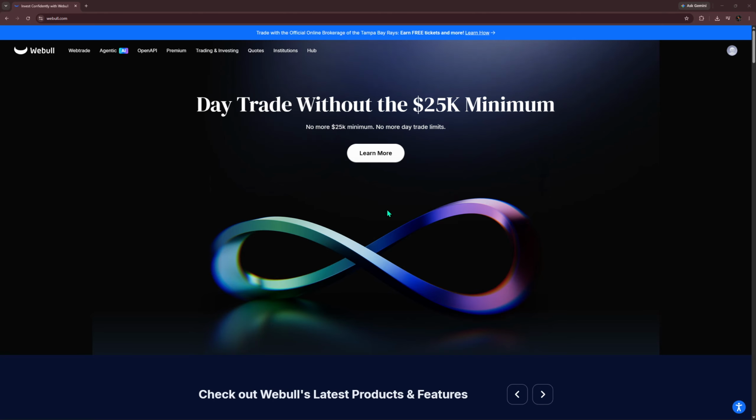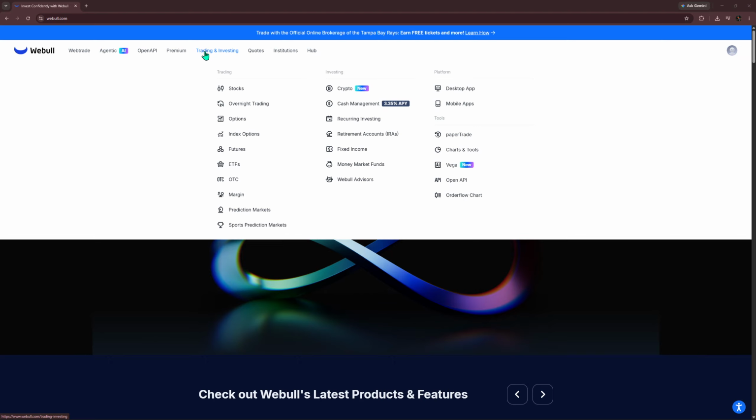First, ensure that you're logged into your Webull account. If you haven't signed up yet, head over to the Webull website and create an account. Once you're logged in, direct your attention to the top of the interface. You should see a selection labeled Trading and Investing. Click on this option to proceed. This section serves as your gateway to all the trading activities you can engage in on Webull, including paper trading.